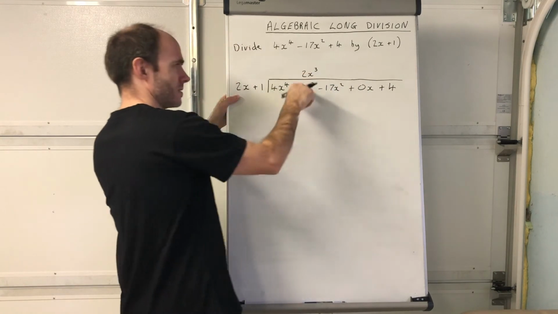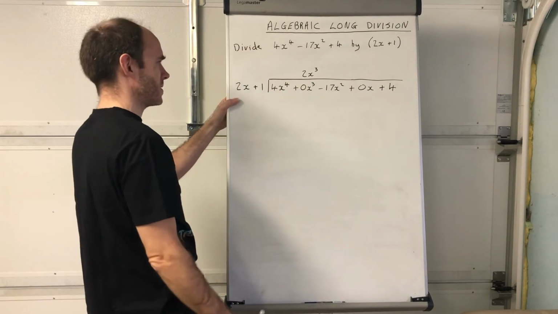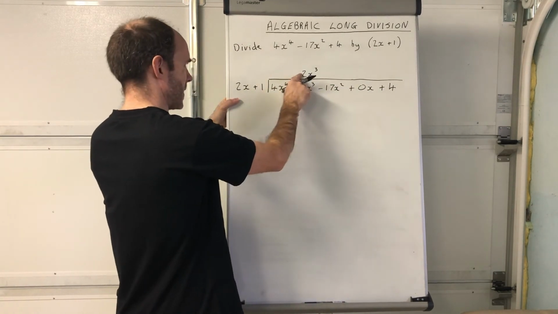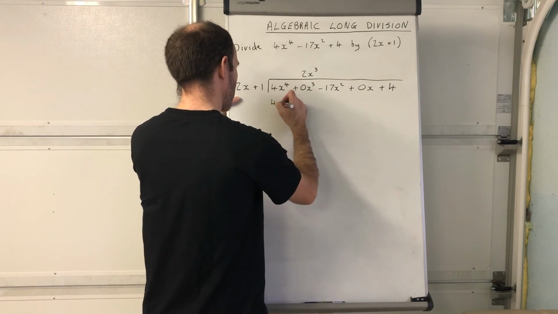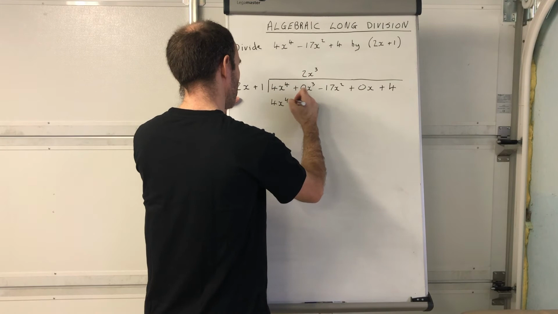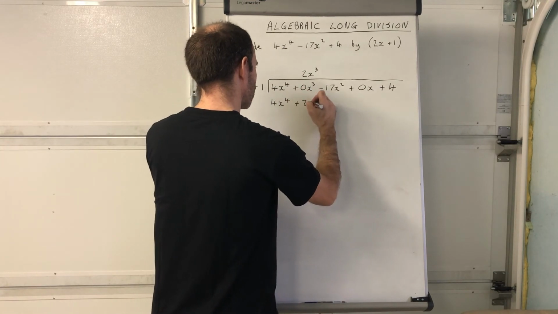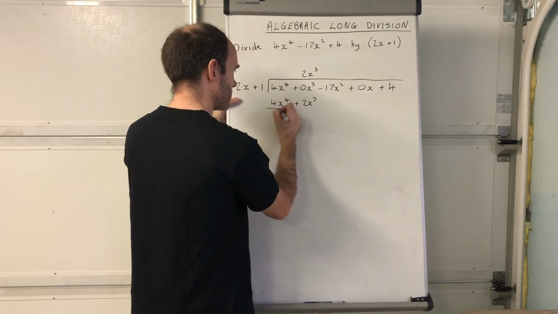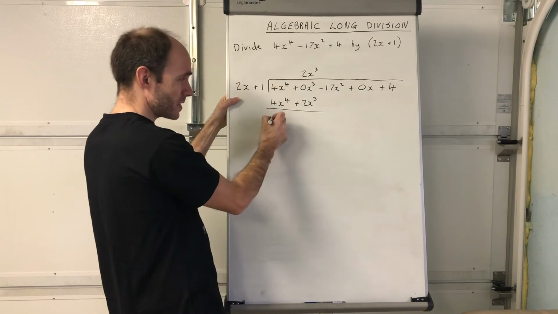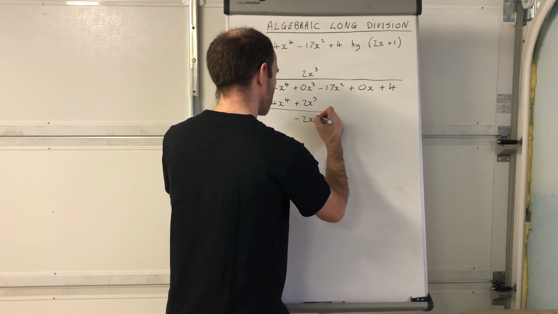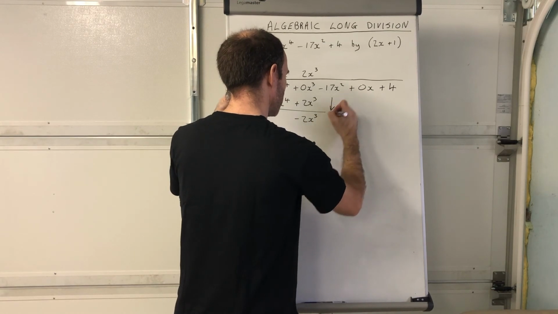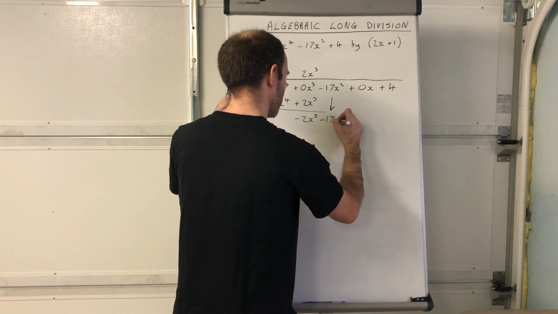See, notice the lining up of the cubic terms. Okay, and then 2x cubed times 2x plus 1 gives us 4x to the power of 4 plus 2x cubed. And then we find the difference between them. This subtract this, obviously 0. This subtract this, negative 2x cubed. And then we bring down the negative 17x squared.